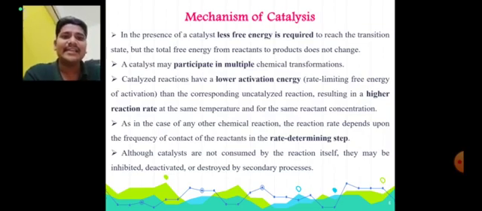Next one is, as in the case of any other chemical reaction, the reaction rate depends upon the frequency of contact of reactants in the rate determining step. We know that the slow step is known as the rate determining step. This rate determining step is carried out or sorted out by using a certain catalyst. Here the rate of reaction increases and the activation energy decreases. These are the main important parameters or characteristics shown by the catalyst during the chemical process. Although catalysts are not consumed by the reaction itself, they may be inhibited, deactivated or destroyed by a secondary process. These are the mechanism and the main process shown by the catalyst during the catalysis process.